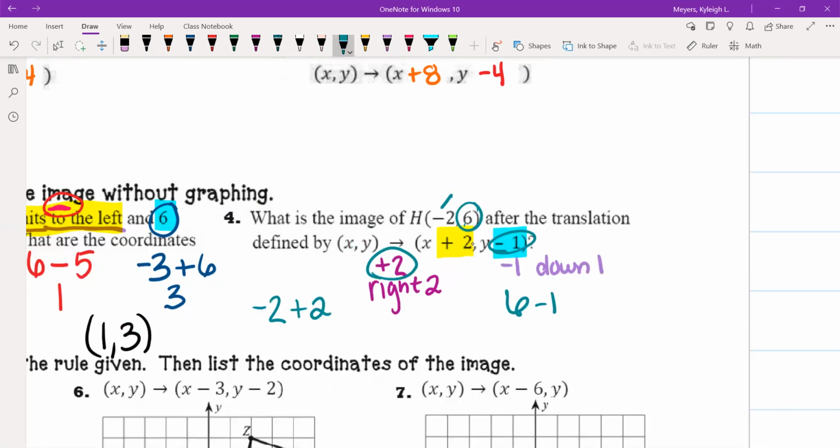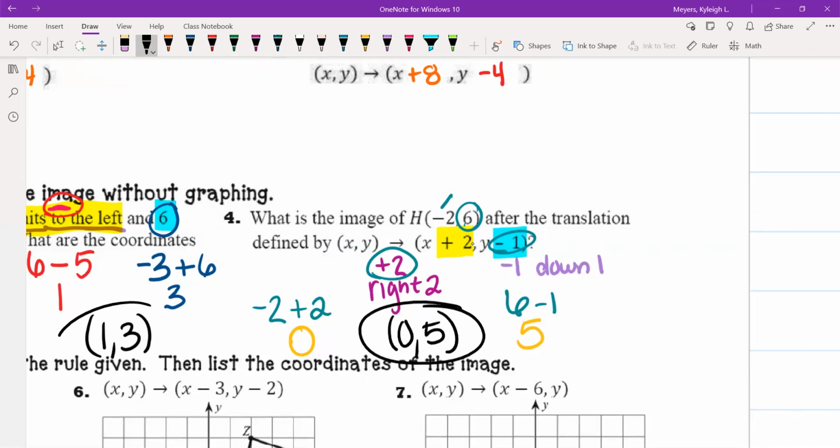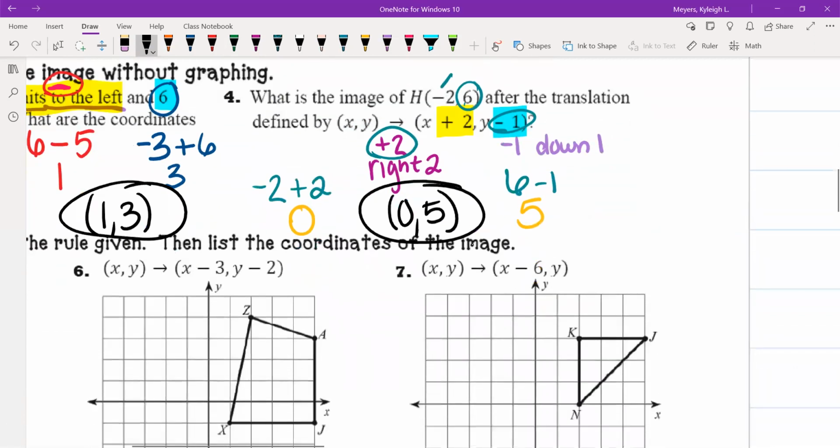So what is -2 plus 2? Well, it's going to be 0. What is 6 minus 1? 5. So then what's my ordered pair? It is 0, 5. We're going to keep on going. We're going to do number 5.